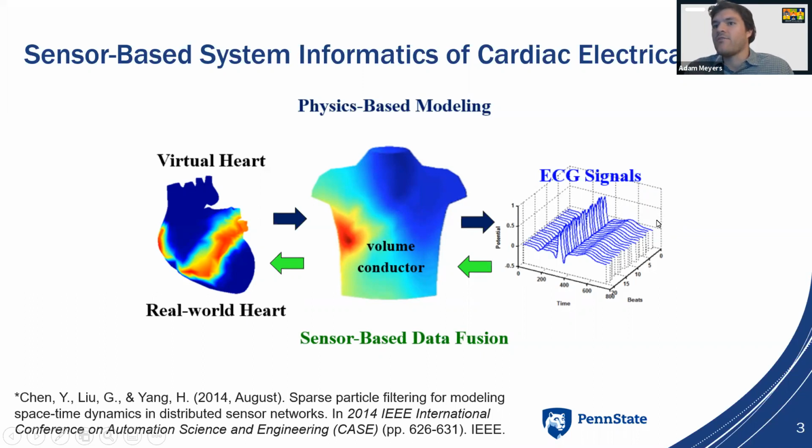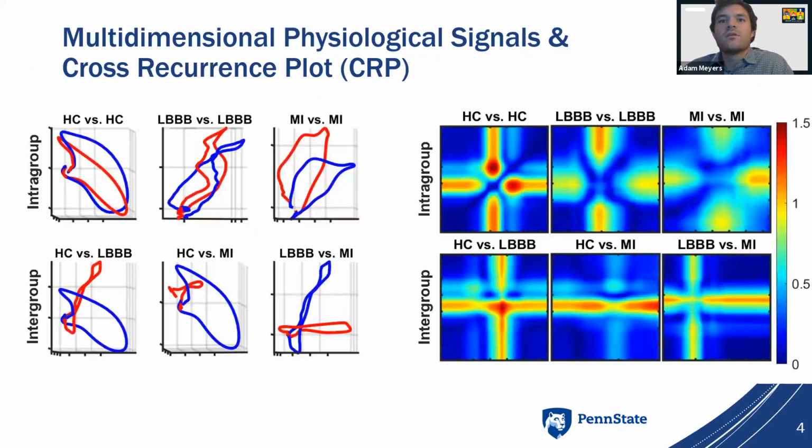Each one of these waves represents a heartbeat. From this information, we can determine if the heart's functioning normally, and cardiologists can diagnose patients to see if anything is wrong. So that's the standard, the 12-lead ECG.